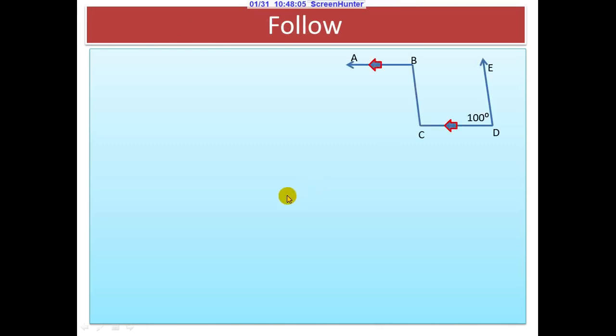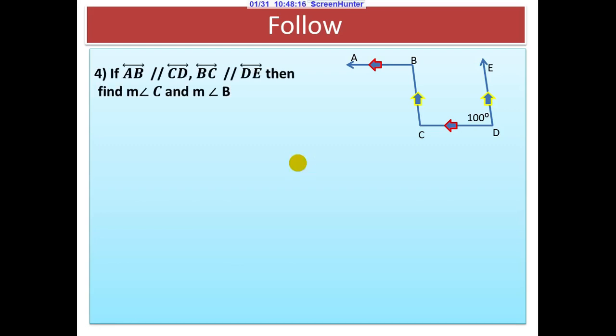Here he gave me AB ray parallel with CD ray, and he gave me CB line segment parallel with DE ray. Okay, then he asked me to find the measure of angle C, and he asked me to find the measure of angle B. Let's remember how to find the measure of angle C by using these two parallel straight lines, DE parallel with CB.